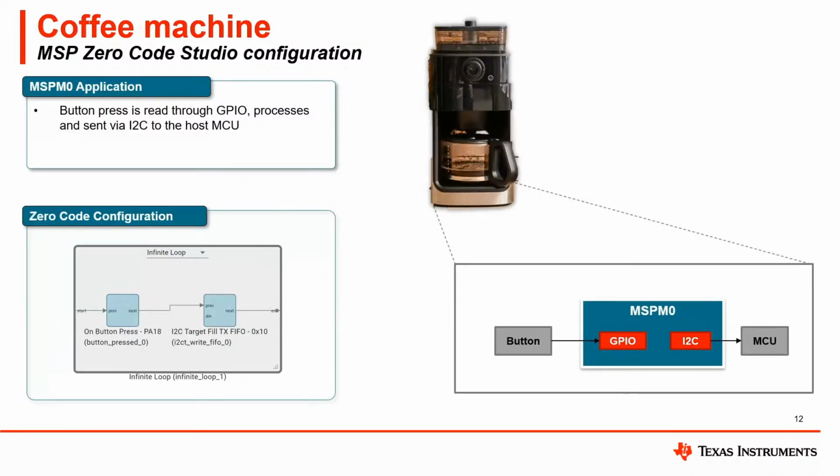Next, we have the coffee machine. In this case, the microcontroller is being used to process the human-machine interface, read in a button press, and then once again process and send via I2C to the host microcontroller. So in this case, instead of the ADC read block, it is switched to on button press. So here we're able to continuously check this button with the GPIO in this infinite loop and make sure that we are catching as soon as it is pressed. Perfect for any sort of human-machine interface.